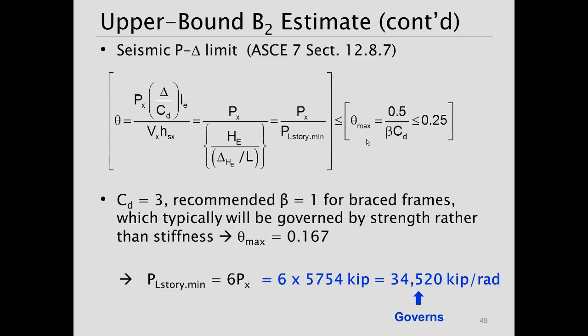All right, so if we put that back in, 6 times 5754 is 34,520 kips per radian. And so that's the one that's going to govern here. Our seismic P delta limit is controlling our story stiffness here for our frame.